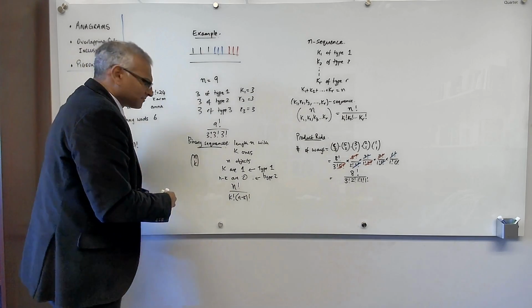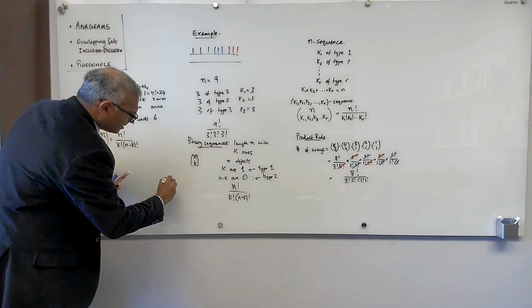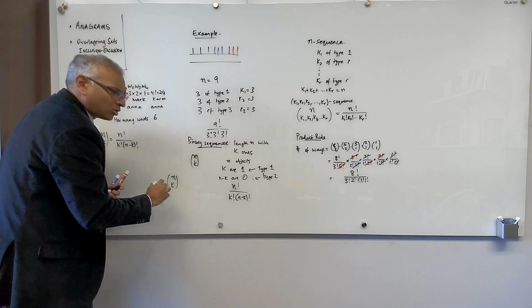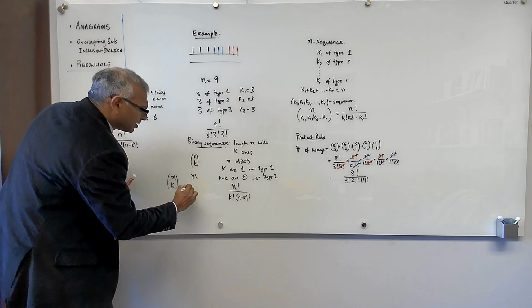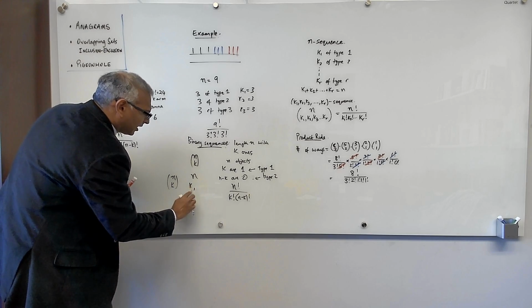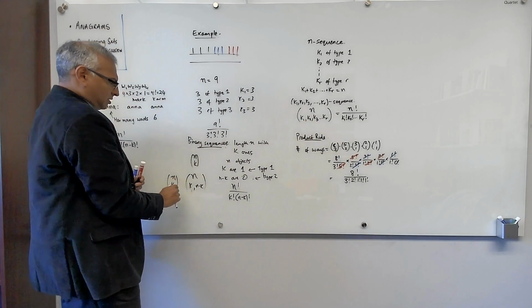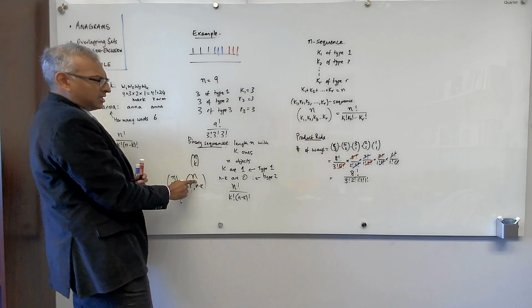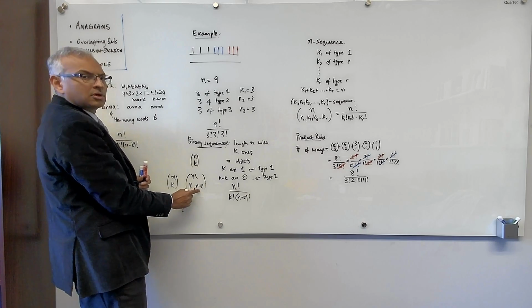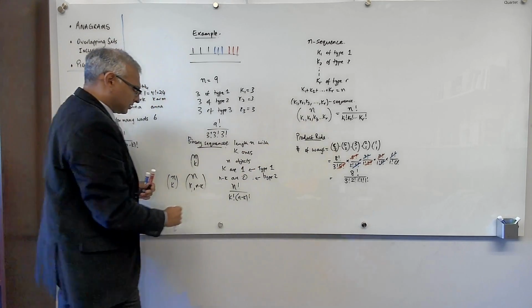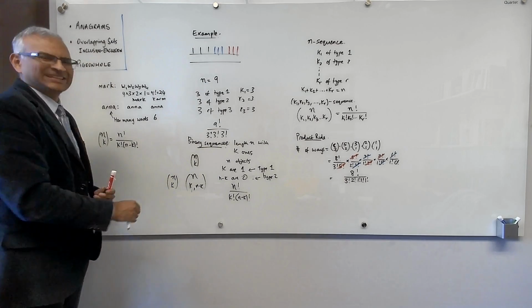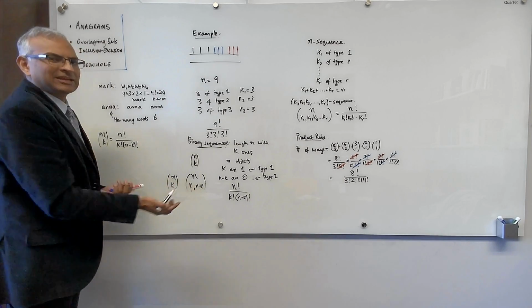And so, in effect, n choose k is a shorthand notation. In this notation, we would write it as n, type 1 k, type 2 n minus k. So you have k1 and k2. But we just shorten that to n choose k, because if you know n and k, you know n minus k.